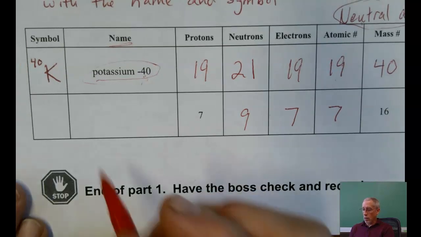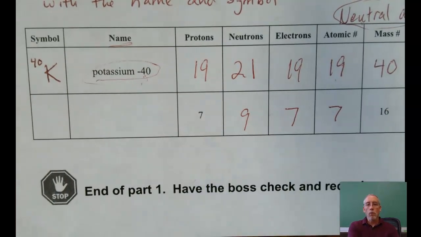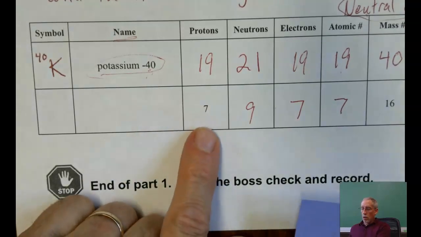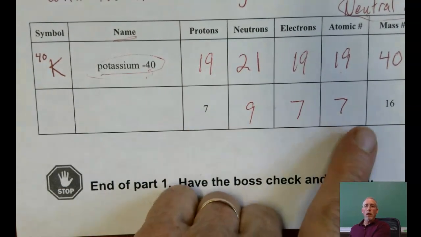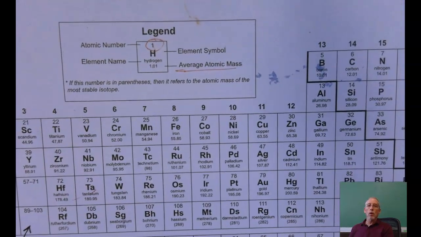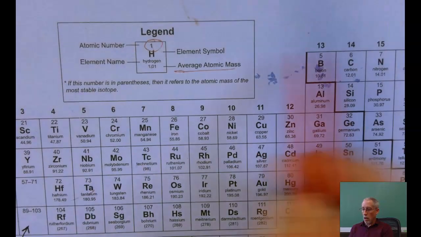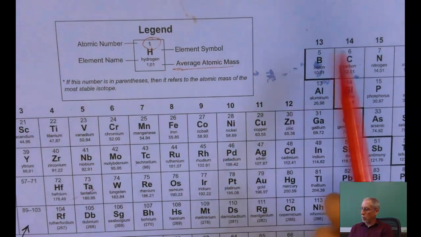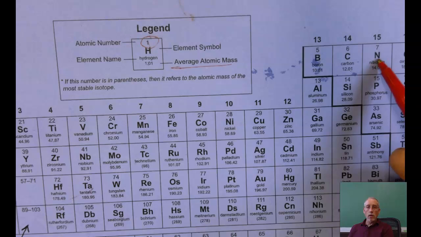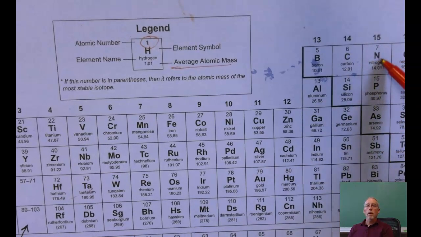Okay, now let's go to the name and the symbol. For this now, remember, you have to have the periodic table nearby. We know that there's 7 protons, which gave us an atomic number of 7. And remember, that's how the periodic table is organized, in order of atomic number. So we just go across the top, 1 and 2, and then the next row has 3, 4, 5, 6, 7. And there it is, atomic number 7. Right here, it has the name nitrogen, and it has the symbol N.